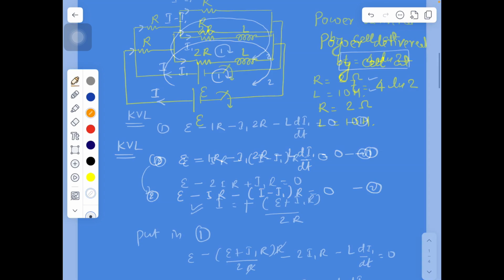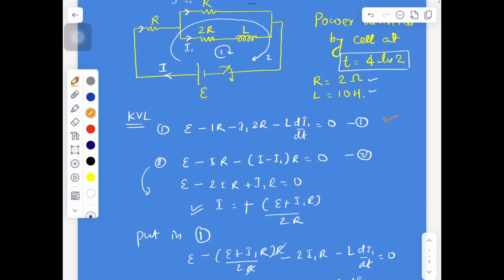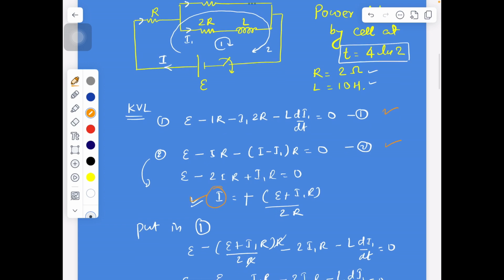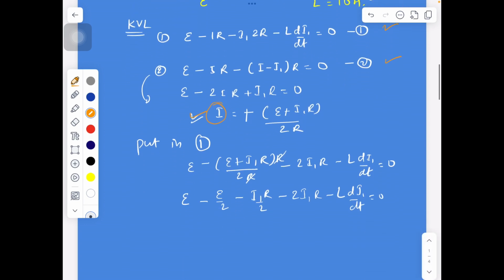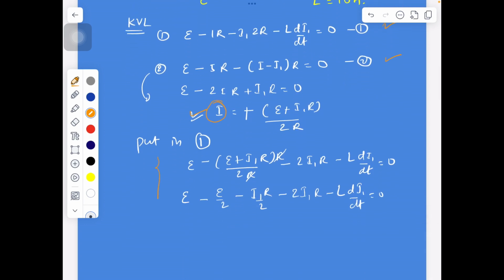Now we'll solve these two. We have the first equation for loop 1 and the second equation for loop 2. From the loop 2 equation we get the expression for current I in terms of I1, and then we put this in equation 1. When we put this in equation 1, we get a differential equation where there is only one variable, and that variable is I1.